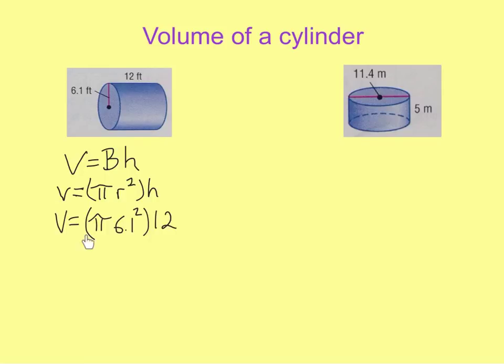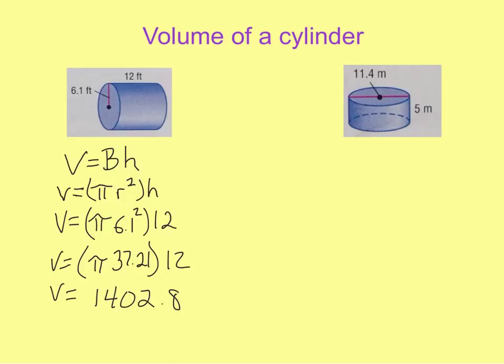Order of operations tells me I'm going to do my groupings first. Within this grouping I have a multiplication problem and I have an exponent. I know I do exponents first. So 6.1 squared gave me 37.21, and then I'm going to times that by pi on my calculator, and then I'll times it by 12. Once I solve that, I got 1402.8, and remember my label, I always do it in cubic measurements, so it's going to be feet cubed or cubic feet.